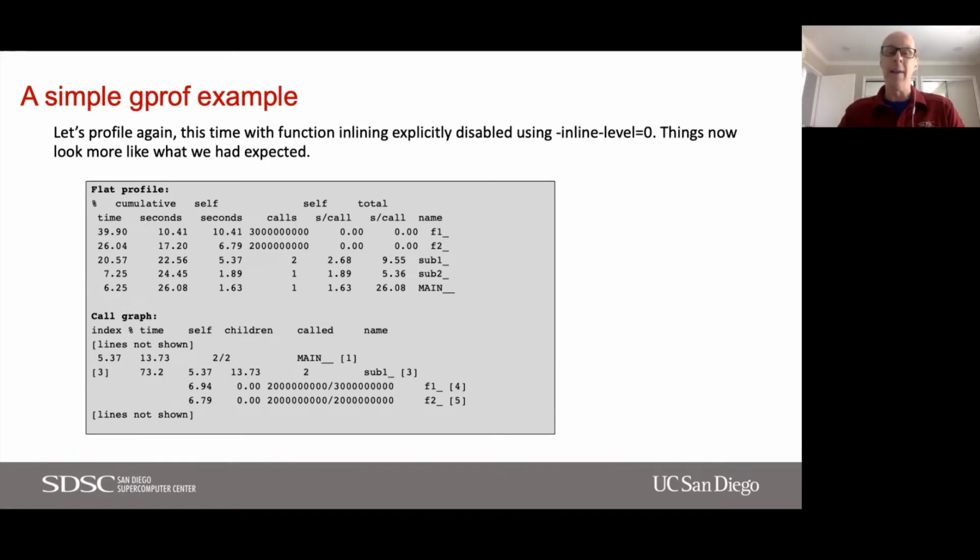to these non-inline functions. If we look down at the call graph, and of course in this profile we're not showing all of the output, just the interesting results, you'll see that main, for example, if we look at routine sub1, it's called by main. It makes 2 billion out of the 3 billion calls to F1, and then all 2 billion calls to F2. So now we're getting a breakdown of what we really expected the code to do.